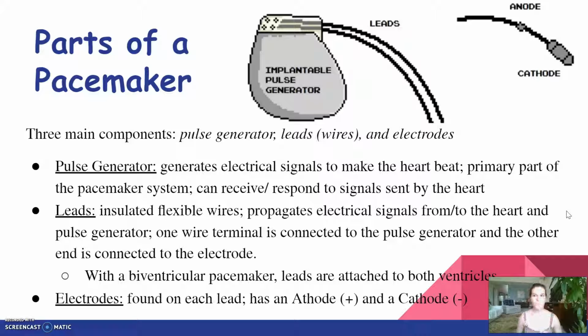Parts of the pacemaker. There are 3 main components: the pulse generator, the leads, or the wires, and the electrodes. The pulse generator generates these electrical signals that make the heart beat. It is the primary part of the pacemaker system and can receive and respond to signals sent by the heart. The leads are simply flexible wires placed inside of the chest that propagate these electrical signals sent from the pulse generator to the heart and vice versa. One wire terminal is connected to the pulse generator, while the other is connected to an electrode, such as an anode or cathode. With biventricular pacemakers, leads are attached to both ventricles.